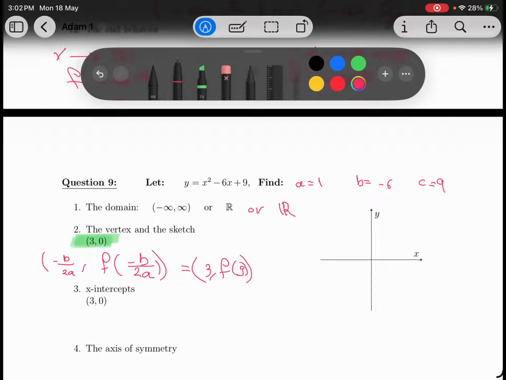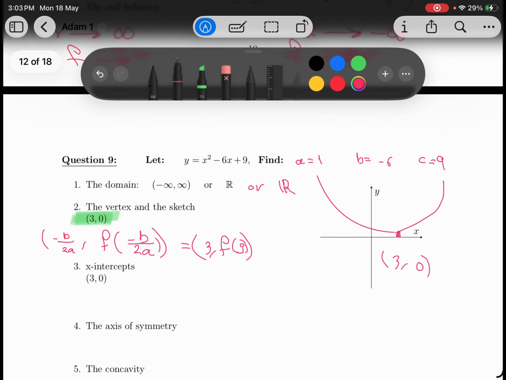And here's something very special about this function, that the vertex itself lies on the x-axis, and it's open up like that. And this is what, guys, this is 3 and 0. So very nice, very special vertex. I like it. So here guys, x-intercept, so we will take this x squared minus 6x plus 9, make it equal 0.